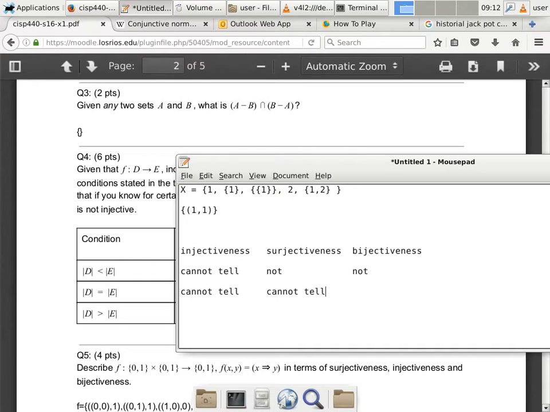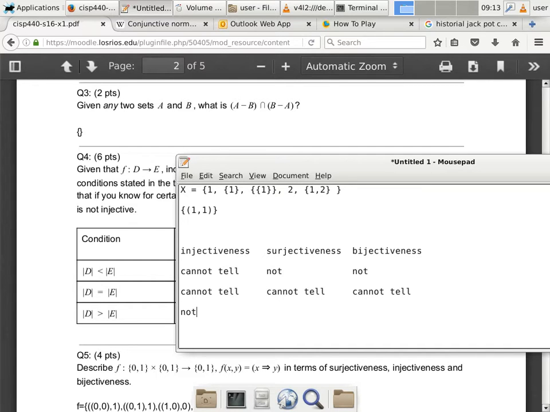Cannot tell. It can be surjective, but it's not surjective for sure. Okay. Can we tell it is bijective? Well, since we cannot tell in terms of injectiveness and surjectiveness, the only thing we can say is cannot tell. And then the last one is saying that we know the cardinality of the domain is greater than the cardinality of the codomain, but in terms of injectiveness, we know that it is not, for sure.